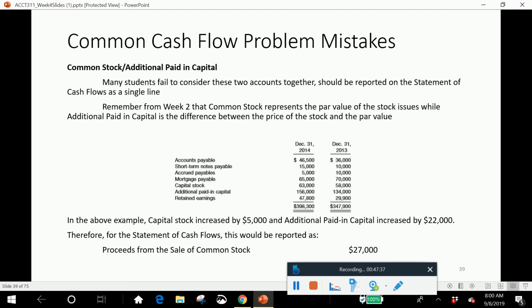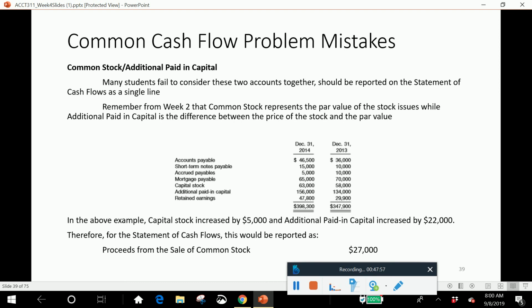Okay, next I wanted to spend just a couple of minutes going over some common cash flow problem mistakes. These are common mistakes that I've seen students make in the past, and so I just want to take a few minutes to cover them in hopes that you will not make a similar mistake.